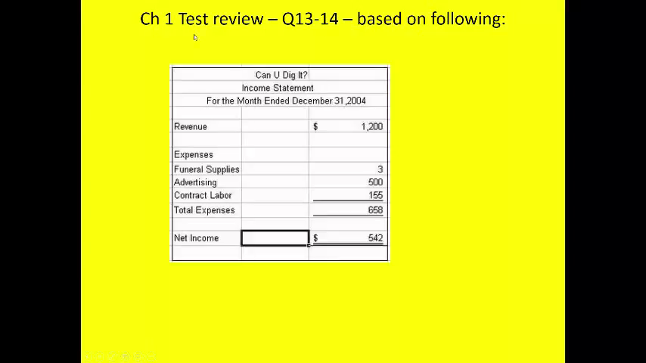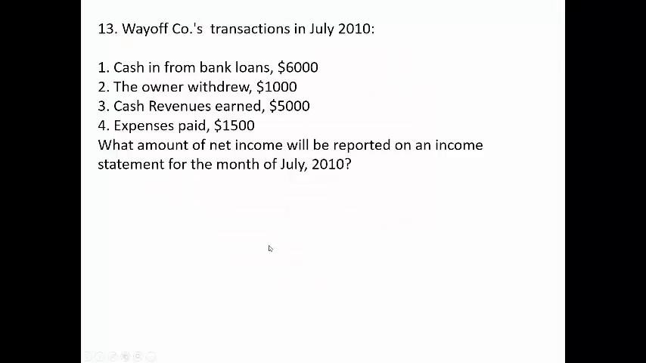Chapter 1 Test Review, questions 13 and 14, based on the following. Revenue. That is, in order to have revenue, you've got to sell a product or service, and it requires a customer.